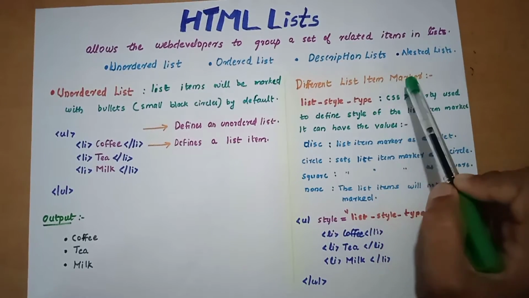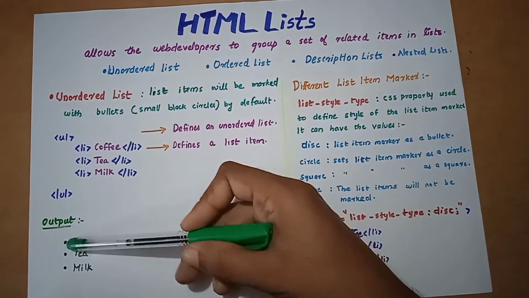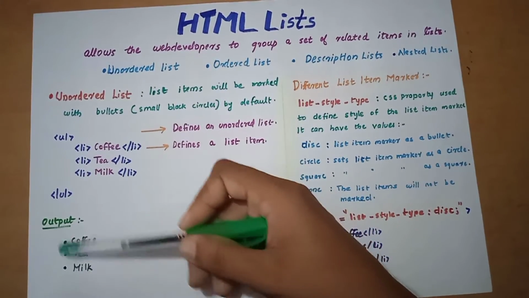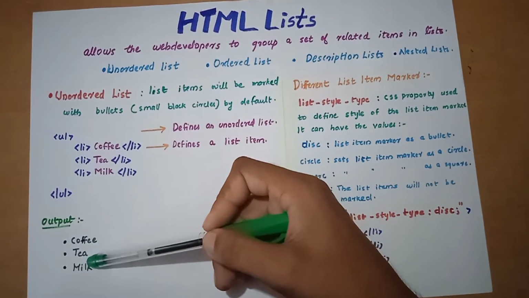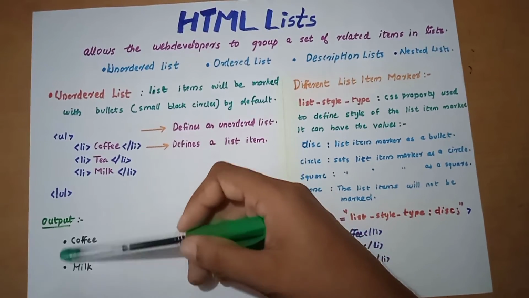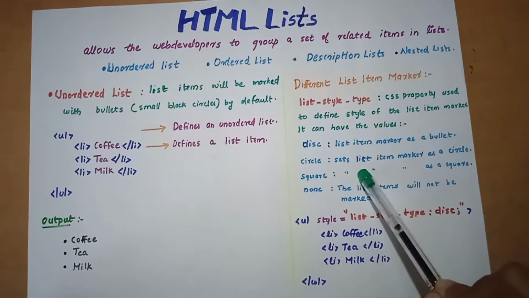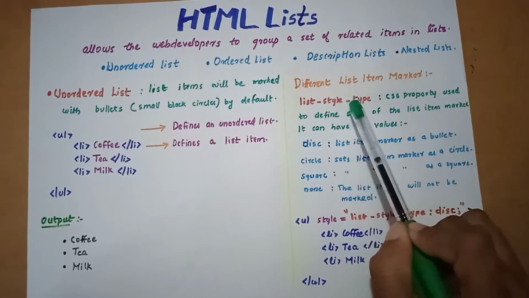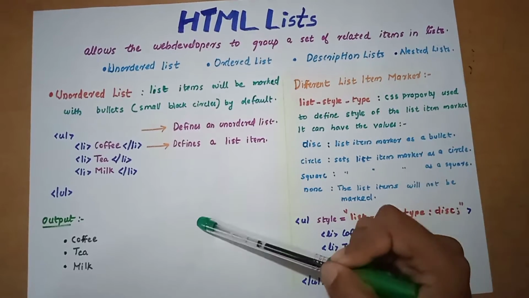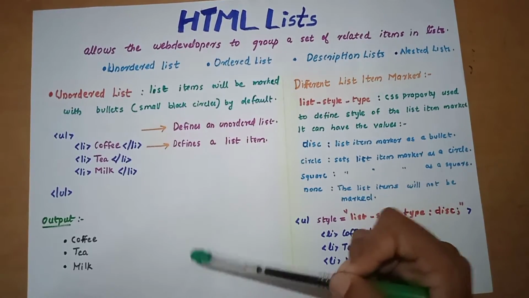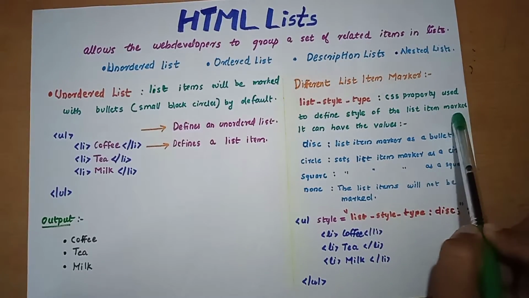Different list item markers. These are the list items and these are the markers. See, these bullets are the markers for each of these list items. So we can change these into some different styles, right? That's what we are going to discuss here. List-style-type. This is actually a CSS property that we use in HTML lists to define the style of the list item marker.